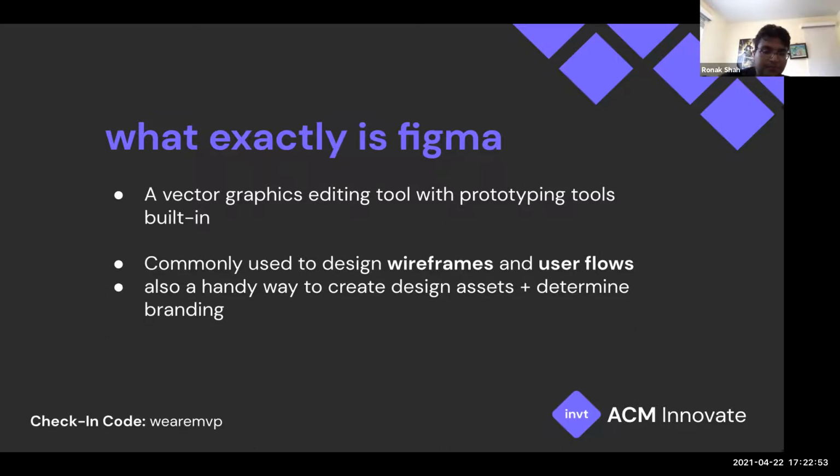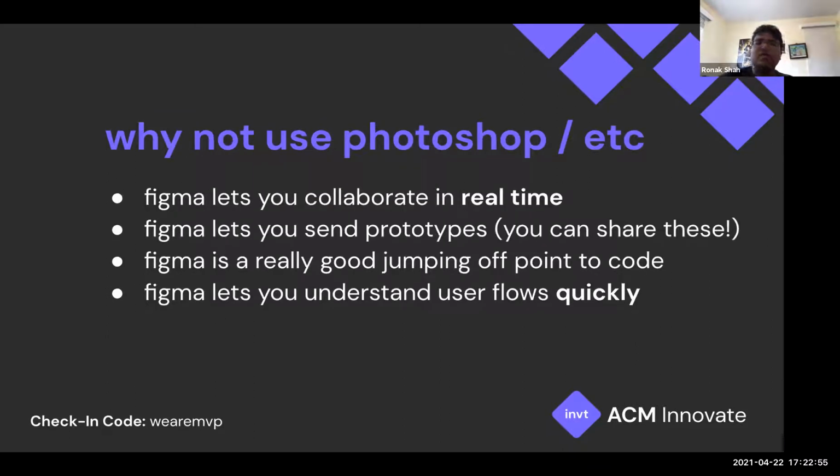It's also a very handy way to create design assets and determine the branding of what you're going to build. And if you use other things, you might ask, why don't we use Photoshop? Why don't we use Sketch? Why don't we use something else? The biggest reason for Figma is it allows you to collaborate in real time. As you'll see, you can have multiple cursors in one doc. You can collaborate and develop something in real time. You can do comments, and it's really cool.